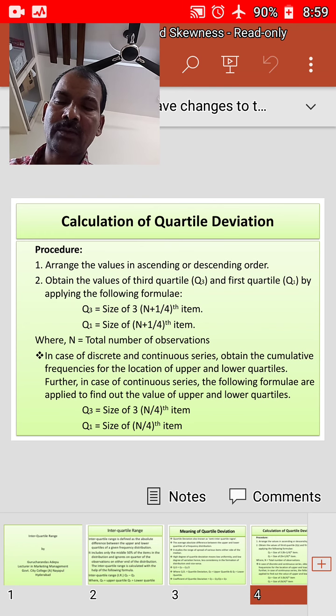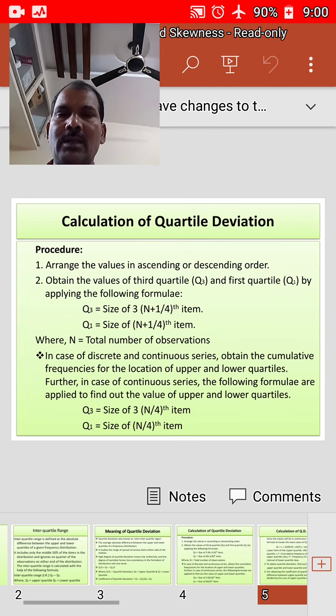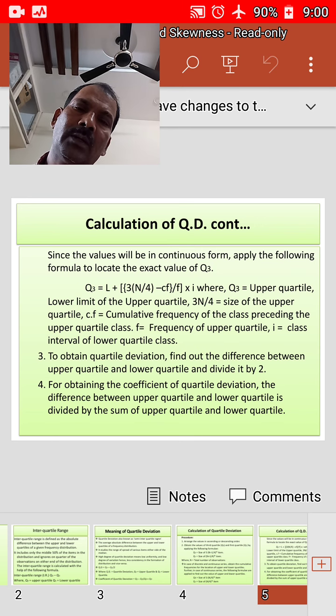But in case of continuous series, you need to find Q3 as size of 3n by 4th item. We don't need to add plus 1. Whereas Q1 is size of n by 4th item. This is another thing. Next, calculation of quartile deviation.